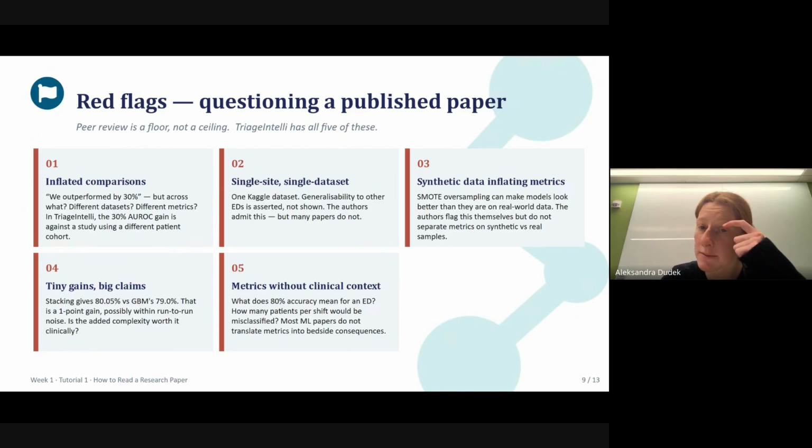This next one is about synthetic data inflating metrics. Does anyone want to talk about what we mean by synthetic data and what the implications of this might be?